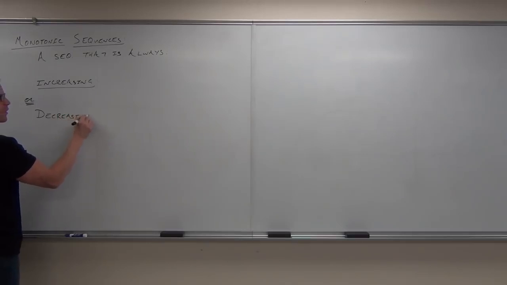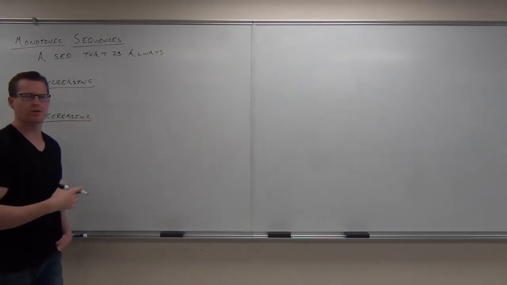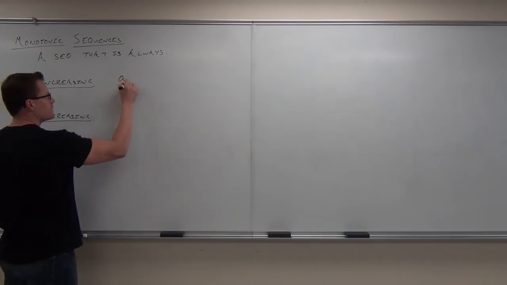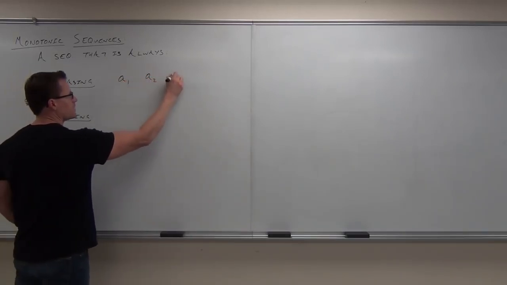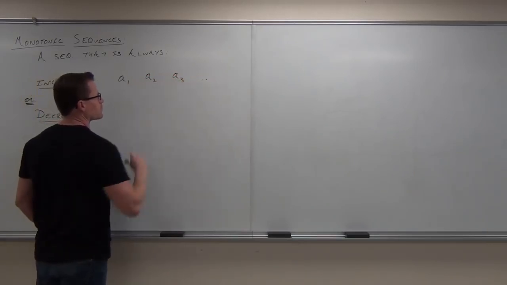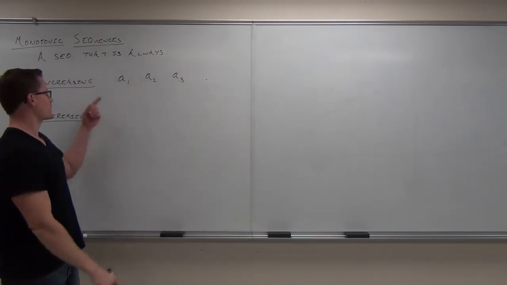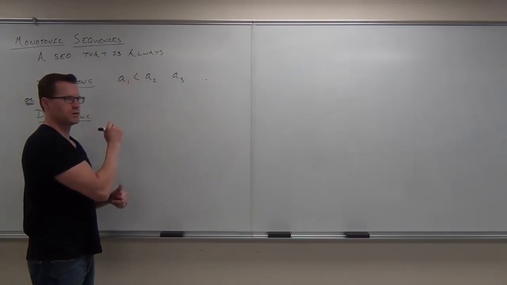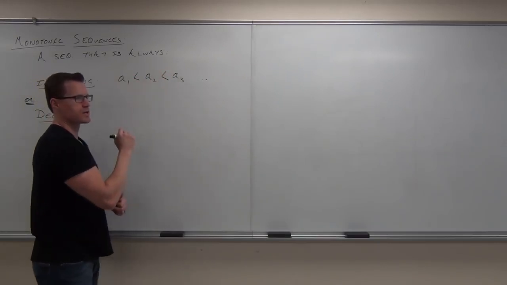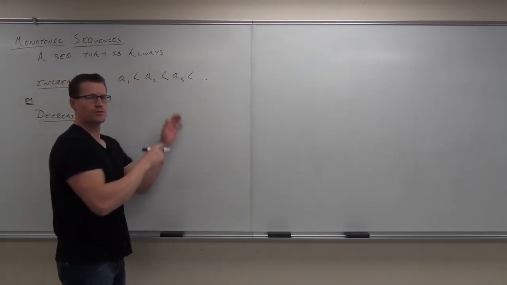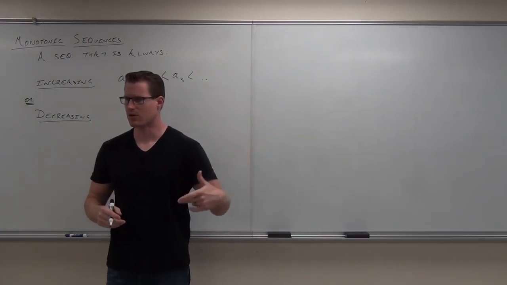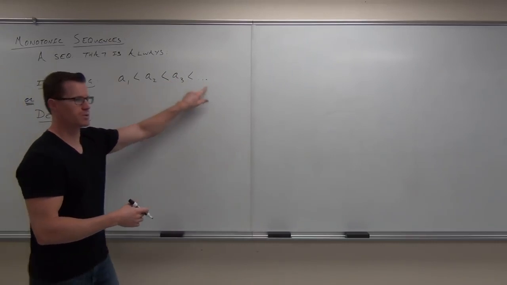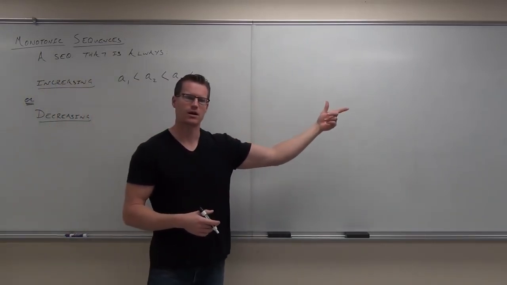What we mean by always increasing or always decreasing in terms of our sequence is this. If a sequence is increasing, then if I have a sub 1 and a sub 2 and a sub 3 and so on and so forth, well, if it's always increasing, then a sub 1 has to be less than a sub 2. And a sub 2 has to be less than a sub 3. And a sub 3 has to be less than a sub 4, forever and ever. That would be the idea of increasing. It'd start off and then the terms get bigger and bigger forever and ever. Does that make sense to you?